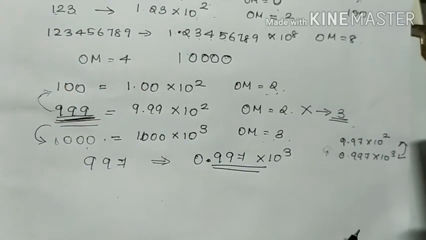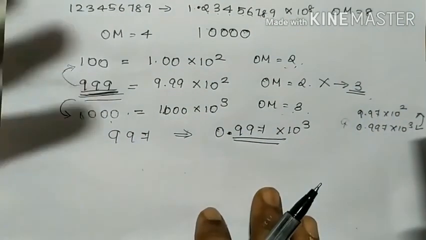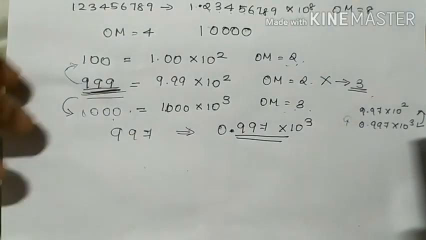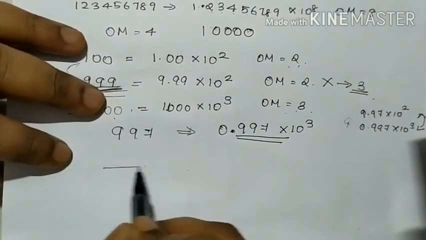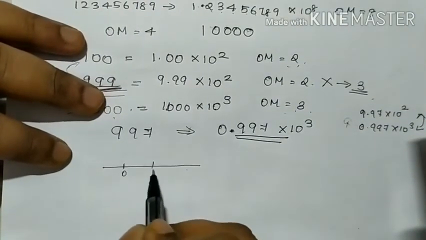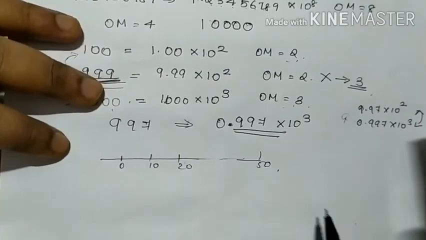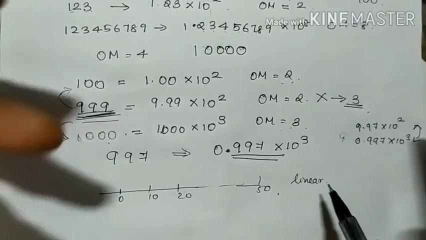See, the problem is there are two types of line system. I'm just telling you guys, this is not there in your NCERT textbook. I just want to give you an idea, right? So see, if there is a line system, I'm taking this as 0, this is 10, 20 like that, and it goes off to 50 say, right? And this system is known as your linear system, right?